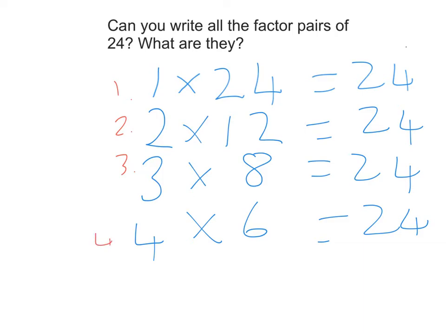Okay. Now you see what I've done here? I've actually listed the numbers in order. So I've got 1 and 24, then I've got 2 and 12. So I've done 1 and something, 2 and something if 2 is a factor, then 3 and something if 3 is a factor, and so on. That way we can be sure we have found all the factor pairs of the number. Did you get it right?